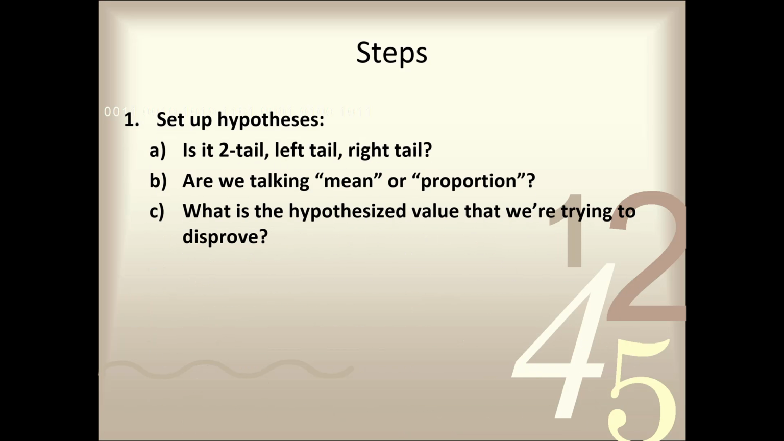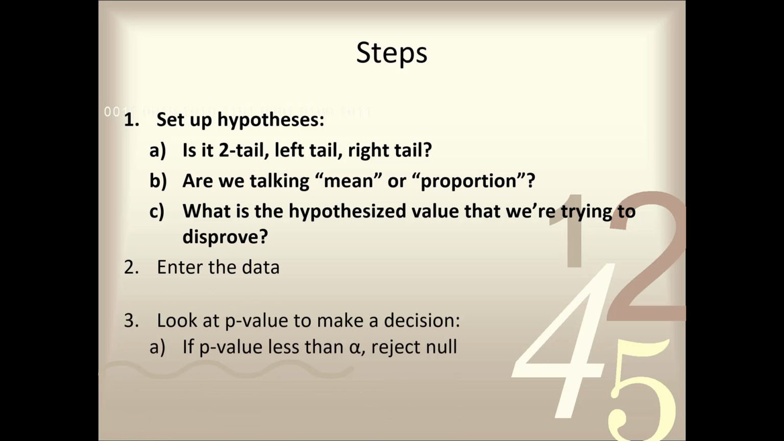Set up the hypotheses. There are a few things that go into setting up the hypotheses. We'll figure out whether it's a two-tailed, left-tailed, or right-tailed problem, and I'll explain that in a bit. And are we talking about a mean problem or a proportion problem? We'll pinpoint ways to figure that out when we read the problems. And what is this hypothesized value that we're trying to disprove? There'll be a number, either an average or a proportion, in both of our hypotheses, and that's the value that we're trying to disprove.